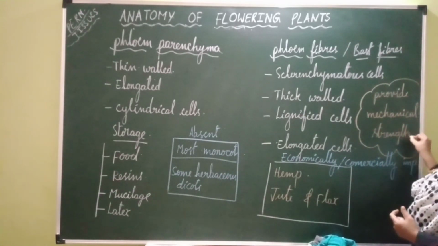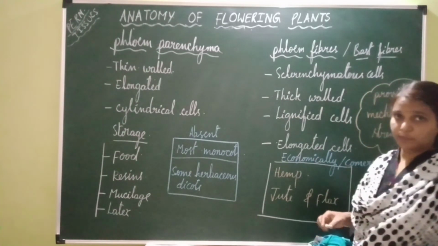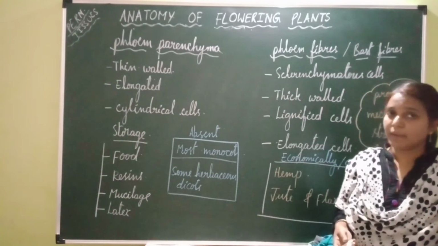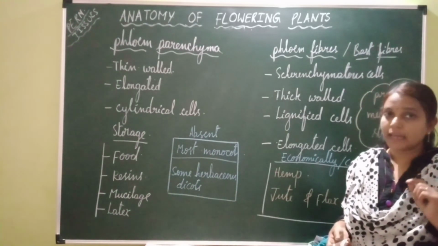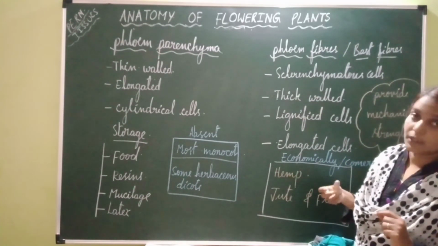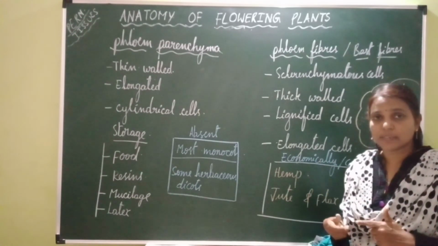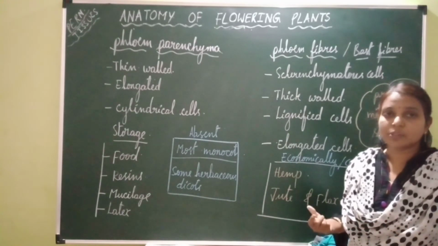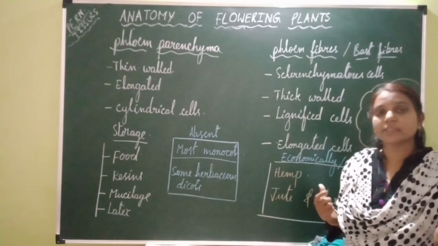So this is about all the different components of phloem. In phloem we studied about sieve tubes, companion cells, and we also studied about sieve cells and albuminous cells present in the phloem of gymnosperms, and then we studied about phloem parenchyma and phloem fibers. And in the next video I'll be explaining about different types of phloem on the basis of origin. They are primary phloem and secondary phloem.